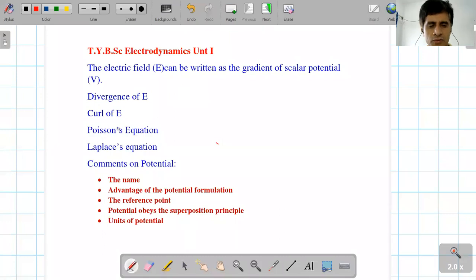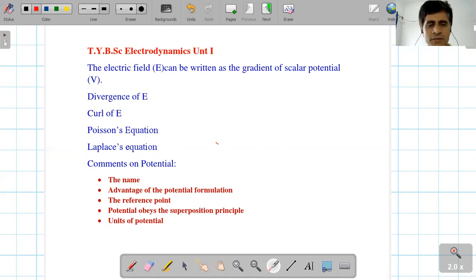For that, today I will explain the Poisson's equation, Laplace equation, and comments on potential, which is comprised of the name, advantages of the potential formulation, reference point, potential obeys superposition principle like force, electric field, and potential, and units of potential. These are the subparts of comments on potential. And for the explanation of all these points, you should know these points.